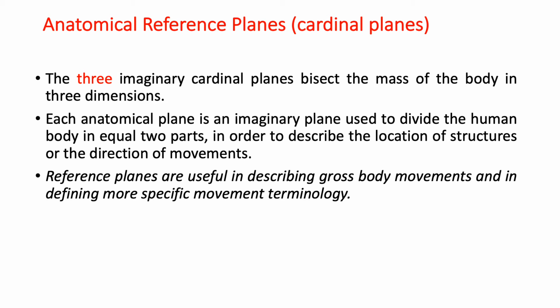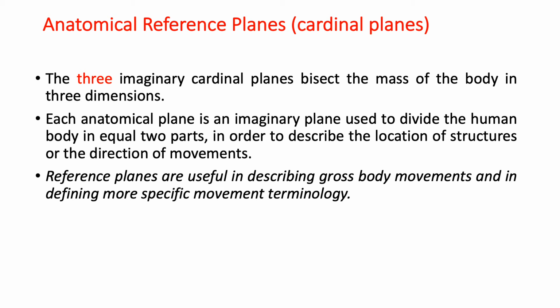So first of all, I'm just letting you know what these are. Each anatomical plane is an imaginary plane which divides the human body into 2 parts. Each plane divides the body into 2 parts. Number 1, remember this in your mind. A plane will divide the body into 2 equal parts in order to describe the location of structures and the direction of movements. So this is the purpose. So an anatomical plane is what? It is a 2-dimensional plane which will cut your body into 2 parts. So what is the purpose? To describe the location of the structure and to describe the direction of the movements, right?